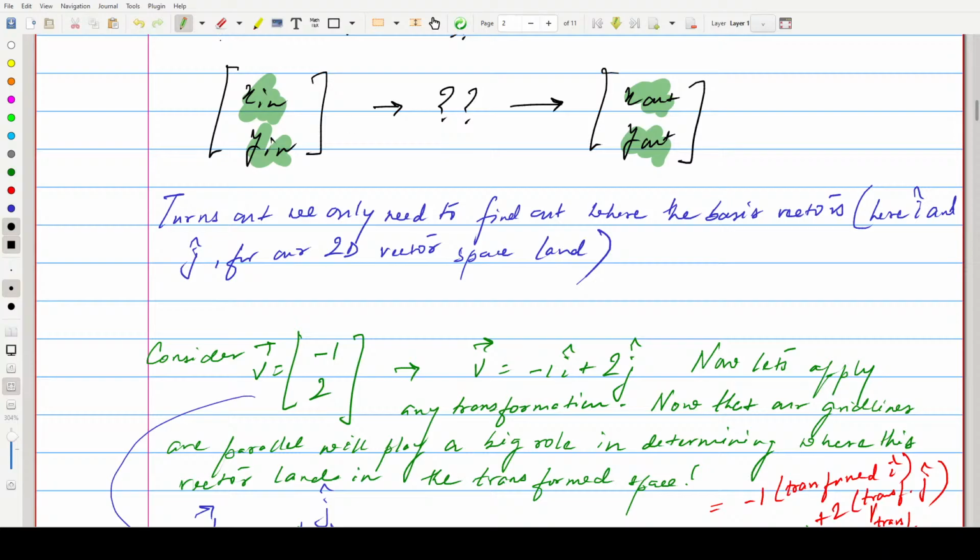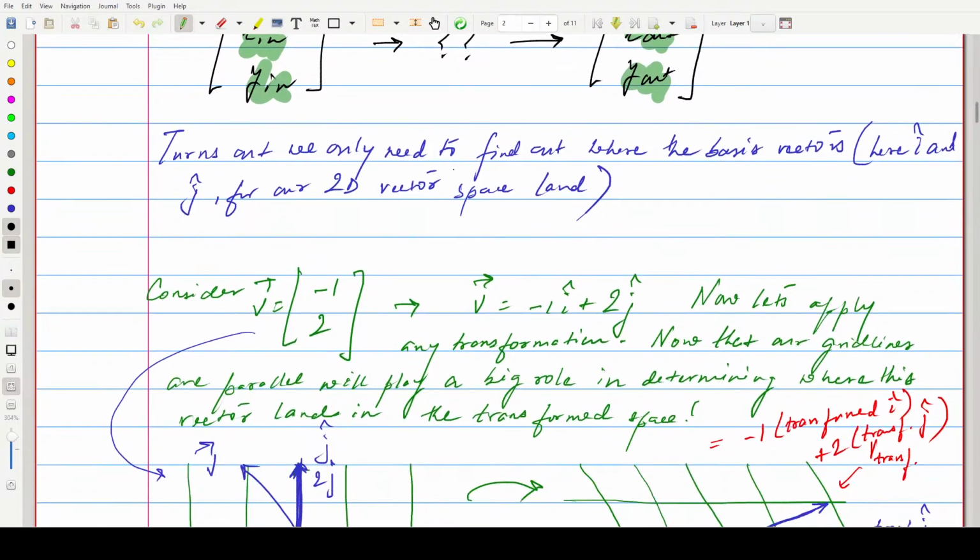Consider we have a vector (-1, 2), which can be represented in a two-dimensional space by something of the sort v equals -1i plus 2j. I hope this is clear. Now let's apply some linear transformation.